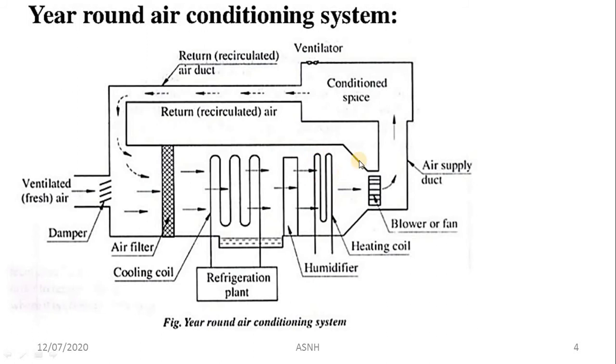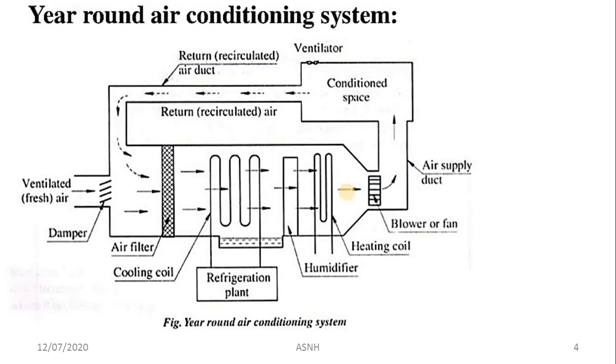After the heating coil there is a blower or fan to move the conditioned air, the controlled or purified air, into the conditioned space. This is the space where we need comfort, by achieving the cooling as well as heating effect. The air after conditioning continuously flows through the return duct, and again this cycle repeats itself. So in brief, I repeat the year-round air conditioning system once again.